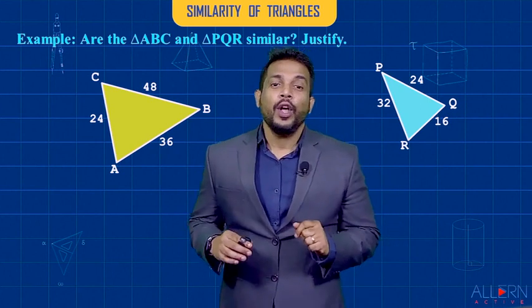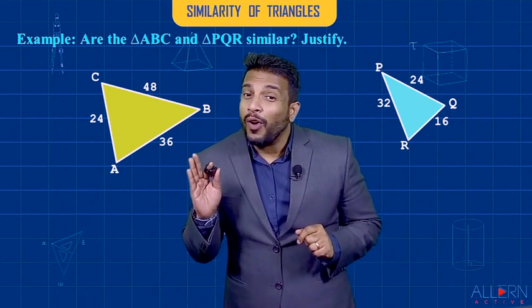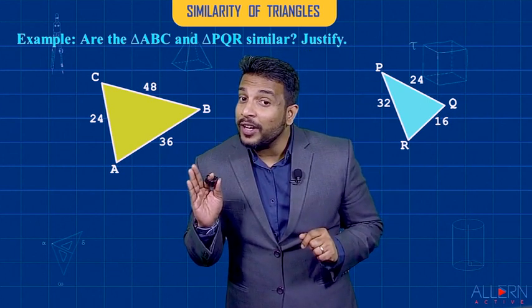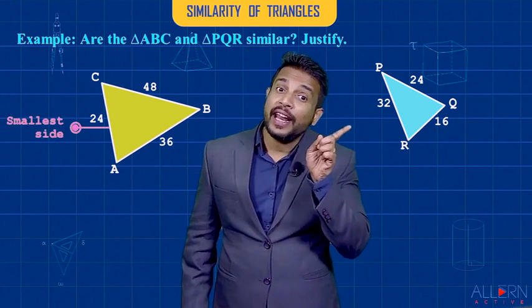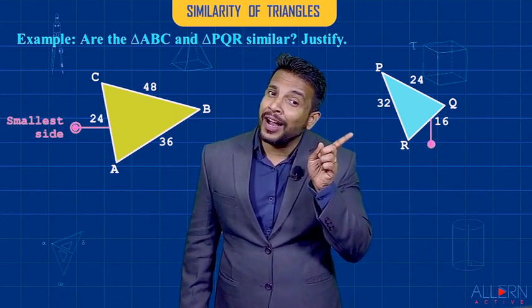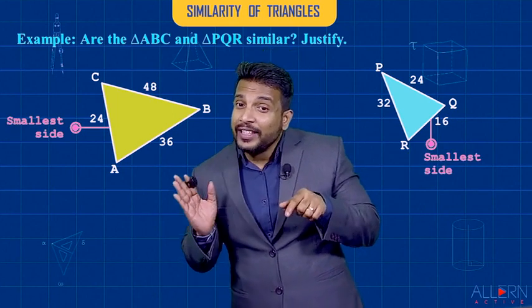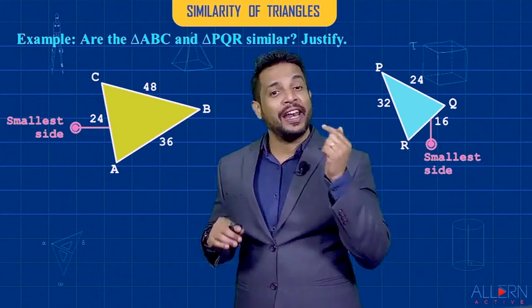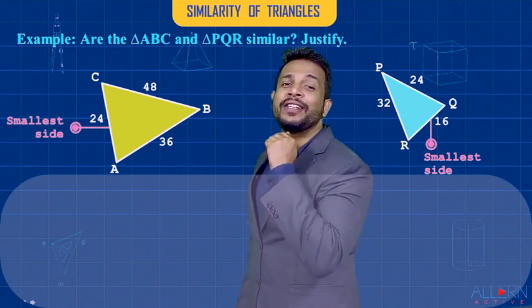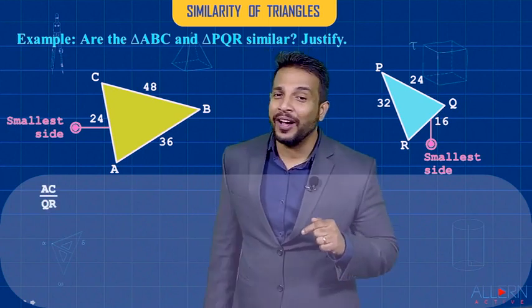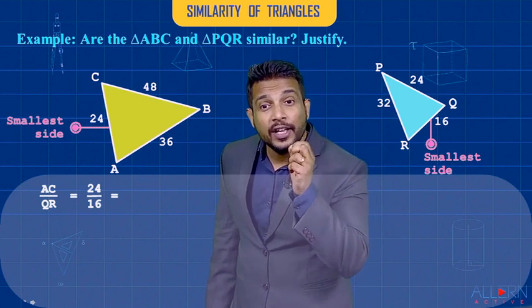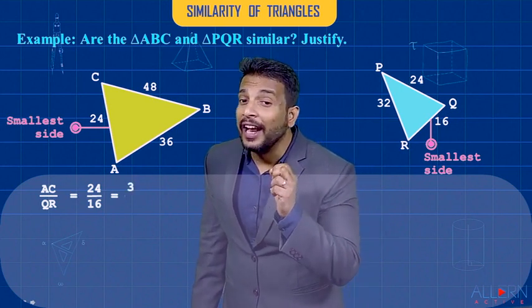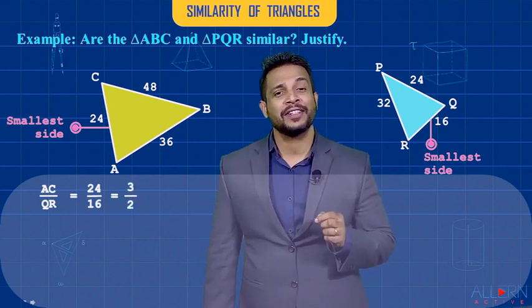It's very simple. What we do is pick up the smallest side in triangle ABC. Which is the smallest side? Yes, it is AC, right? Same way, which is the smallest side here? Here it is QR. That means for AC, the corresponding side is QR, and hence we find that ratio. So AC upon QR is equal to 24 by 16. Both are divisible by 8. So it is 8 3s and 8 2s, and we get 3 by 2 as result number 1.